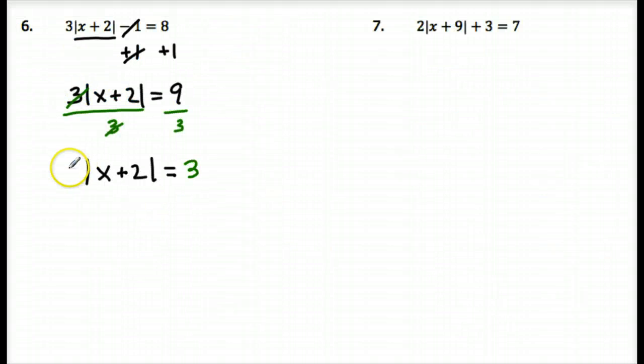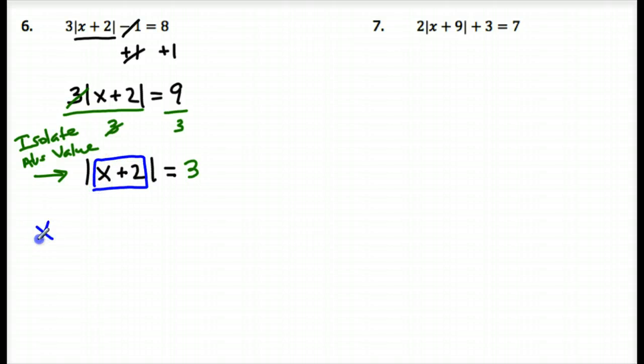And so once I get to this step right here, we're isolating the absolute value first. Once I get to that step, now I'm going to write my two separate equations. So now I'm going to take what's inside this absolute value part, this x plus 2. I'm going to drop my absolute value bars now, and write my two separate equations. Those equations would be x plus 2 equals positive 3, or x plus 2 is equal to negative 3.